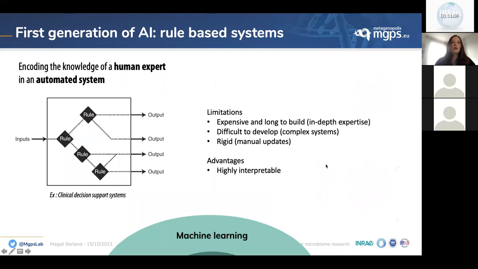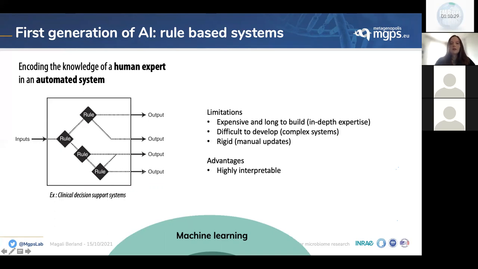The first generation of artificial intelligence for medicine were rule-based systems. It was a system where you encode the knowledge of a human expert in an automated system. You have the input, for example, the symptoms of a person. You have different rules depending on, for example, different tests or examinations. And depending on the results, you have the output. The advantage of this system is that it was highly interpretable. For a given output, you know exactly what rules had been applied.